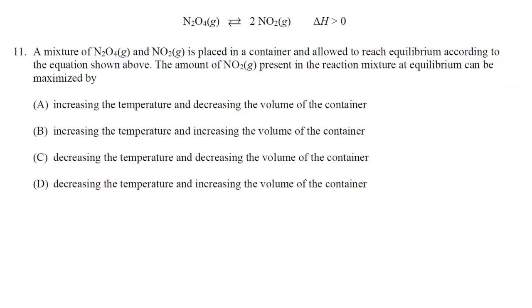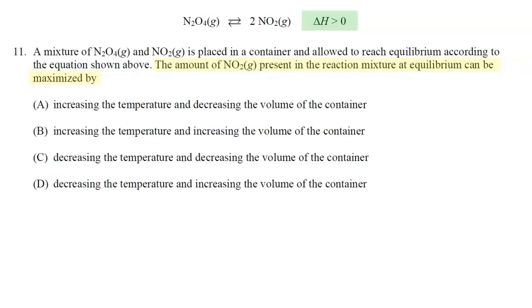In question 11, it says a mixture of N2O4 gas and NO2 gas is placed in a container and allowed to reach equilibrium according to the equation shown above. The amount of NO2 gas present in the reaction mixture at equilibrium can be maximized by, and we can see 4 choices involving a change in temperature and involving a change in the volume of the container. So let's start with the temperature. The delta H for this particular reaction is positive.